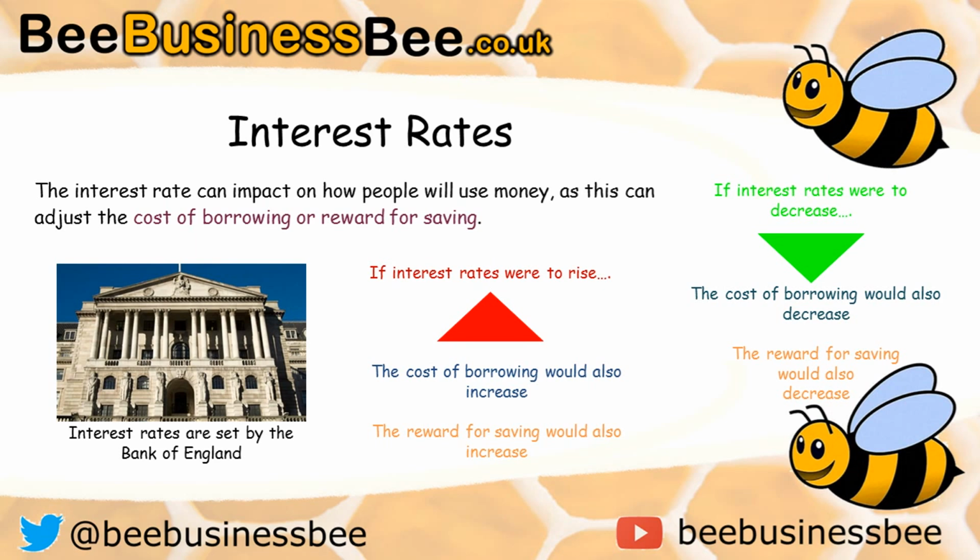Of course, if the opposite was to happen, and interest rates were to decrease, then the cost of borrowing would also decrease. So that would give you a greater incentive to borrow money, so people may go out and spend more money, especially on larger purchases. However, the reward for saving would start to decrease. So again, that may form an opinion in people's minds that they need to go out and spend money, which of course would change the attitude to money and the attitude to saving. And that's how interest rates have a real big impact as an external factor on the way that people value money and use money.